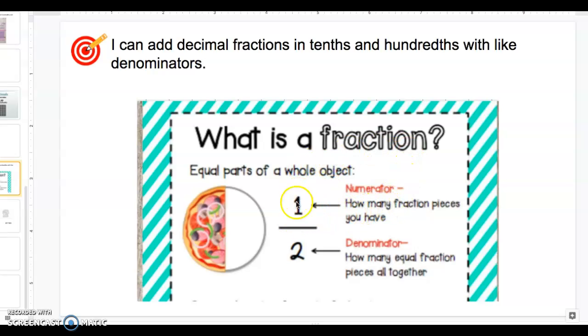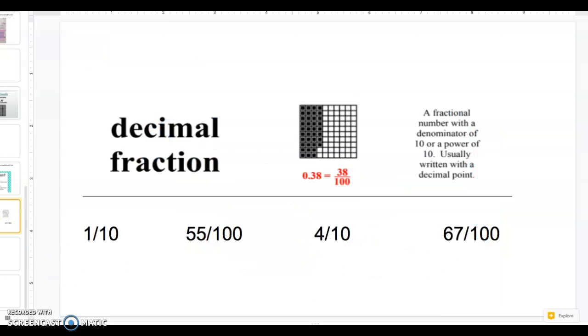The top number is called the numerator. That's how many fractional pieces you have. And here you have one fractional piece. And the lower number is called the denominator. That's how many equal pieces you have all together. So this pizza is broken into two pieces, and that's how many pieces it's broken into all together. That's the denominator. Today we're actually going to be dealing with decimal fractions.